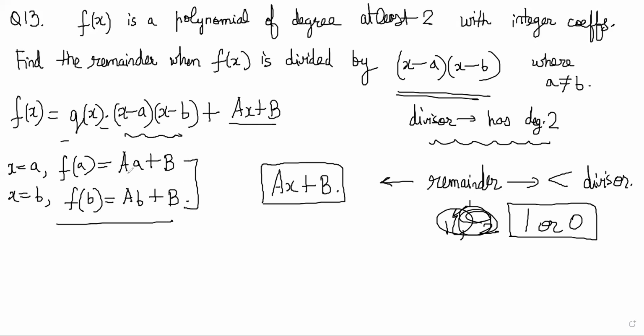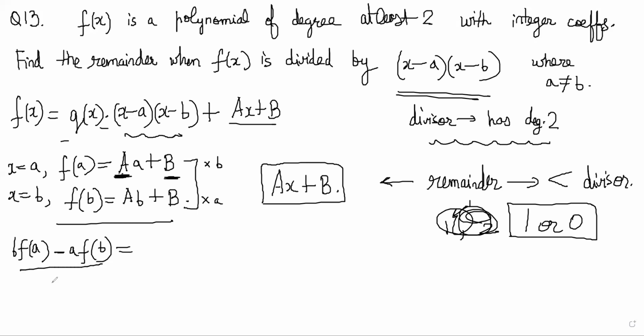And how many unknowns do you have? You have unknown capital A and unknown capital B, and you have two equations, right? So you can easily solve for capital A and capital B in these two. How do you solve for them? Multiply this by small b, multiply this by small a, and subtract. So you'll get b f(a) - a f(b) = (b - a) times capital B.